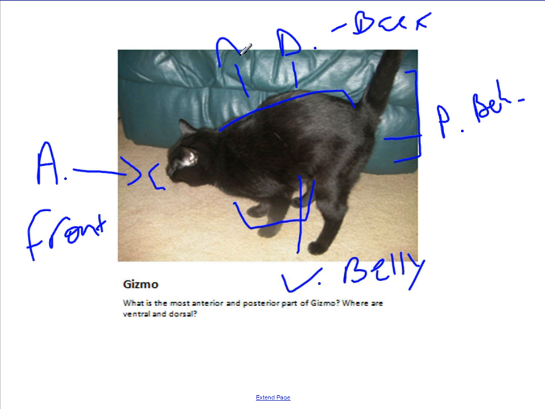So bear in mind that, again, if you're a veterinary student watching this, it's very important that you use these terms appropriately when you're talking about quadrupeds.